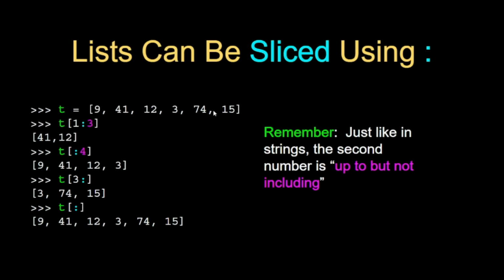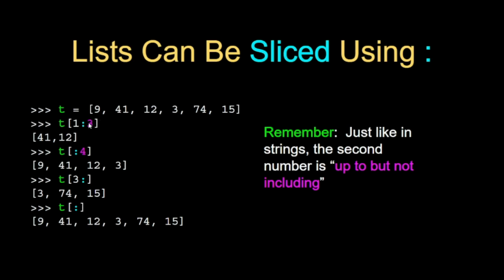Now if I want to access one element, we can access it with the help of T of index 0, and we get 9. If you want to access 12, we can access it with T of index 2, because 0, 1 and 2, so 12 is present at index 2. This is very basic, very easy. But what if I have to access the elements from 41 to 3? How can I do that? We can do that with the help of slicing.